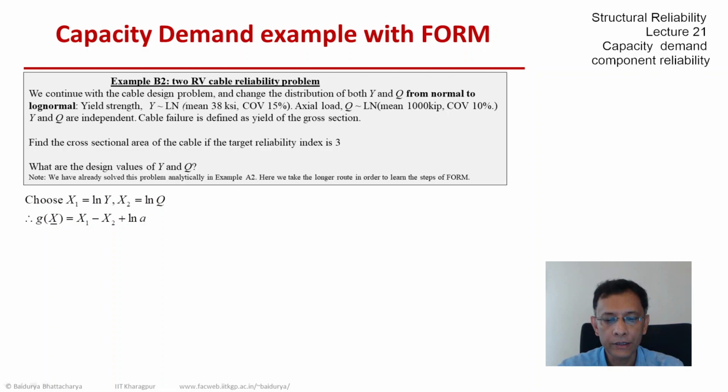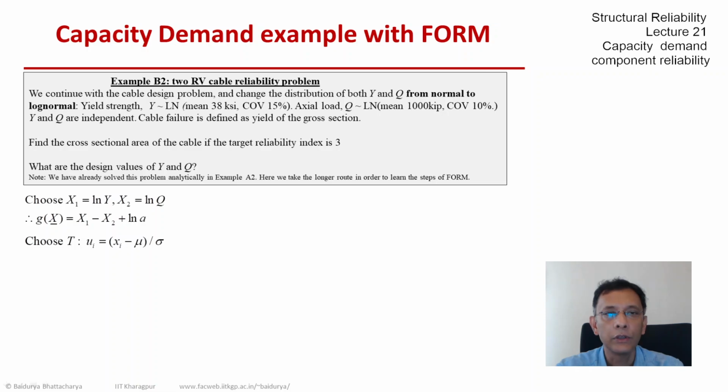So it makes sense, as we had discussed when we solved this problem before, to take log of y and log of q and express them as x1 and x2. So our limit state function in the space of basic variables is x1 minus x2 plus log of a. So it's a very simple linear function, and we should go for a linear map.